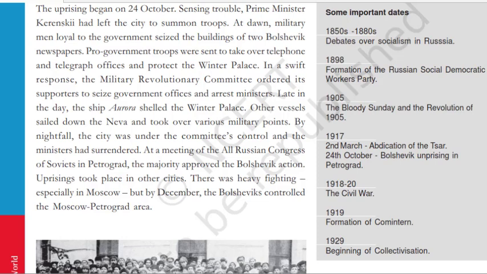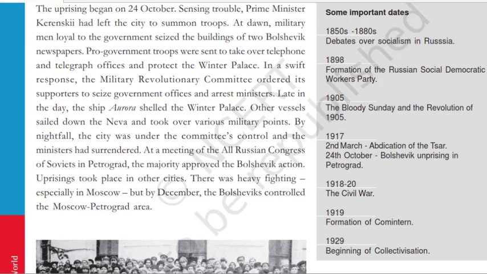The uprising began on the 24th of October. Sensing trouble, Prime Minister Kerensky had left the city to summon troops. At dawn, military men loyal to the government seized the buildings of two Bolshevik newspapers. Pro-government troops were sent to take over telephone and telegraph offices and protect the Winter Palace. In a swift response, the Military Revolutionary Committee ordered its supporters to seize government offices and arrest ministers.